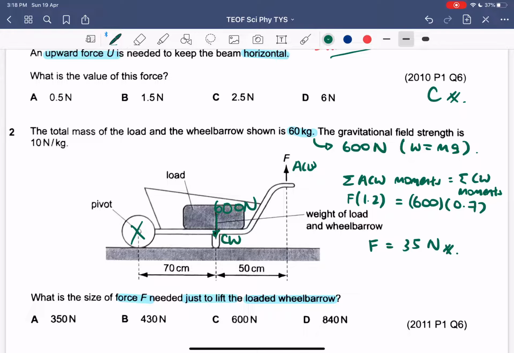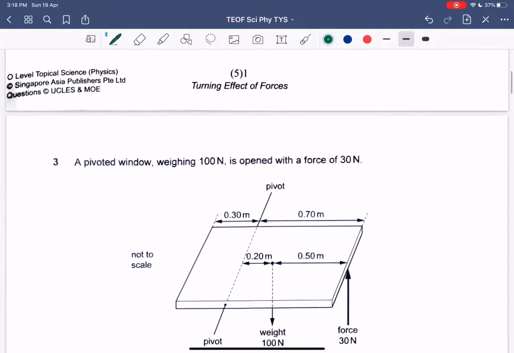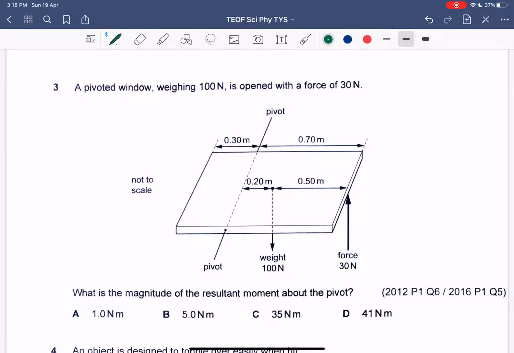Sorry, 350 newtons. Alright. Now next we have a pivoted window, and this window weighs 100 newtons and is opened with a force of 30 newtons. Here they ask what's the resultant moment about the pivot.